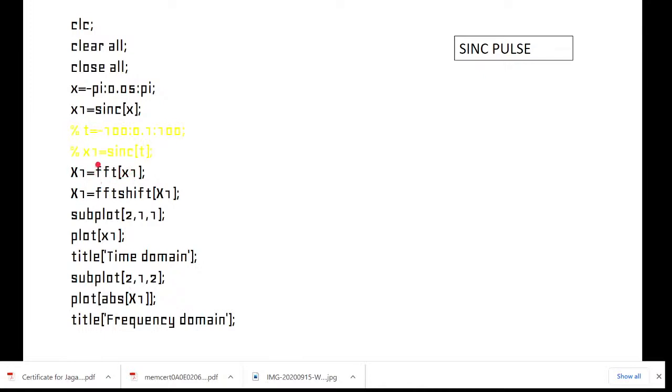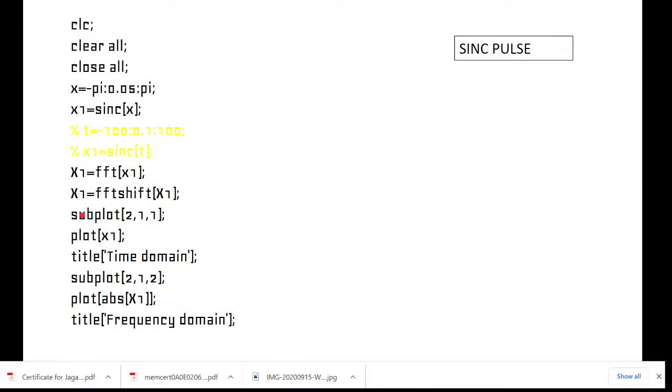Then we have x1 is equal to FFT of x1. That is basically where we compute the FFT of the Sinc pulse that we have generated, and that will be held by the variable x1. Then we FFT shift this particular FFT signal: x1 is equal to FFT shift of x1. So initially we generated the FFT of the signal, where the signal refers to the Sinc pulse, and in the next step we shift that FFT. That is again held by the variable x1. Any variable you may use, maybe x2 or so on, but here x1 is used.